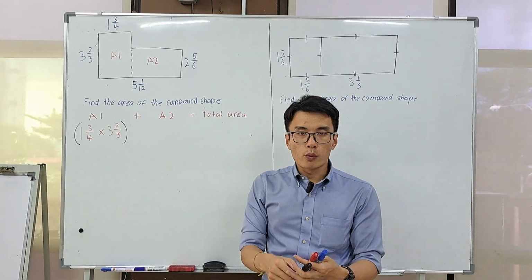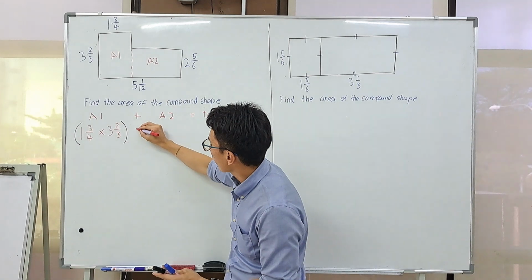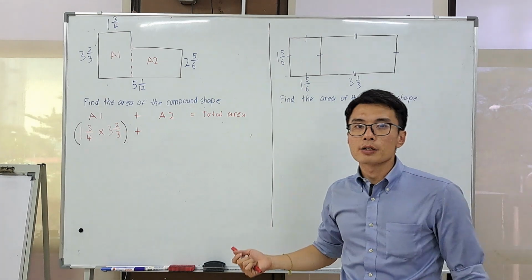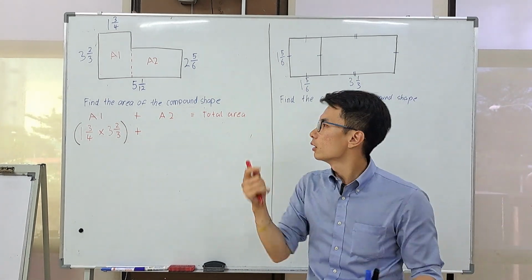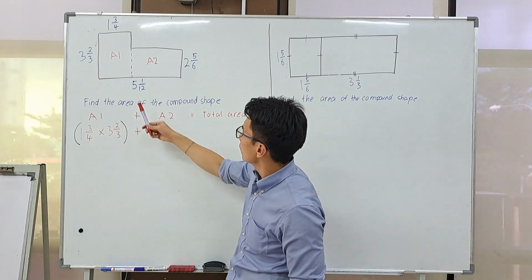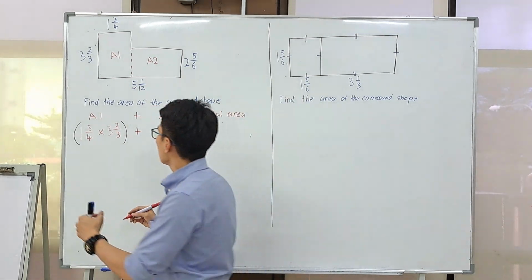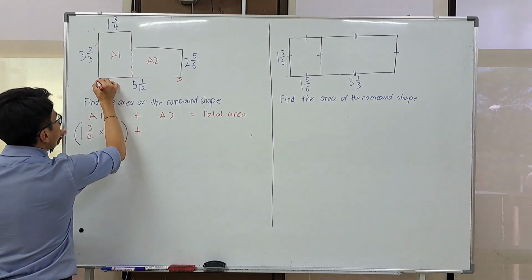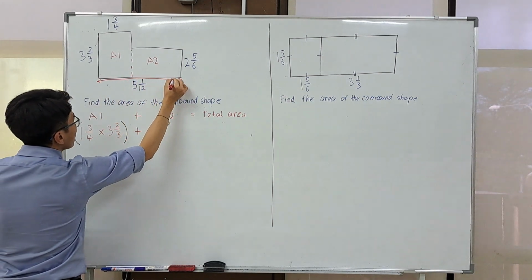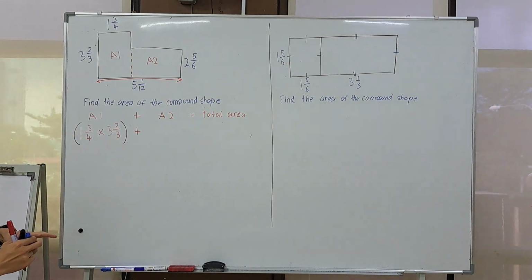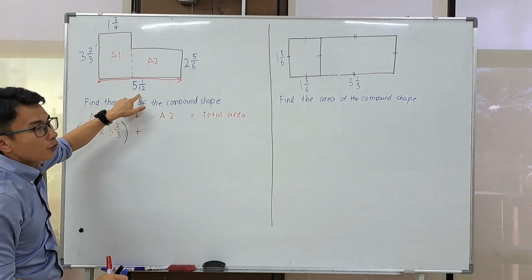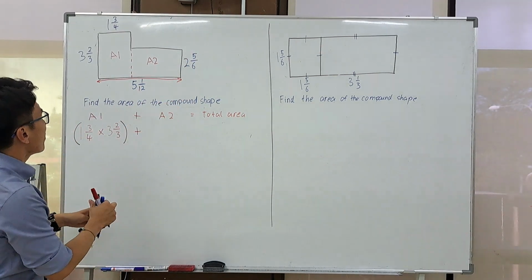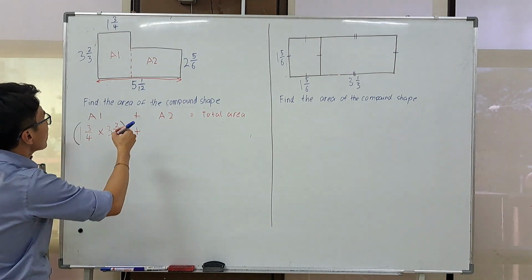So now that we are done with A1, let's continue with A2. So I'm going to add the second area, which is this. Now, again, I see another rectangle. So let's try to identify what's my base and height. Over here, if you notice, this 5 1/12 is actually representing the whole length over here. So I can't use this value, but I can use this. That's my height of my rectangle, right? So my base should be around here.